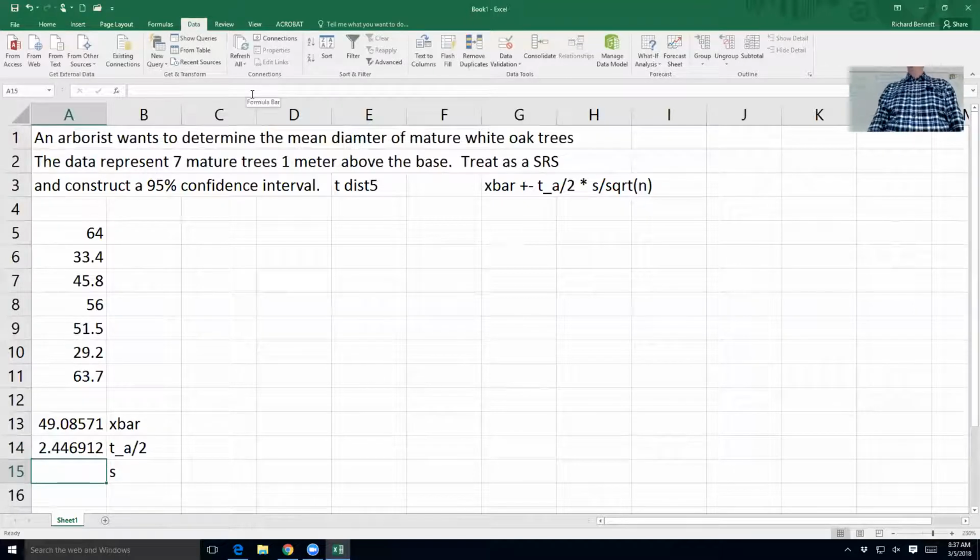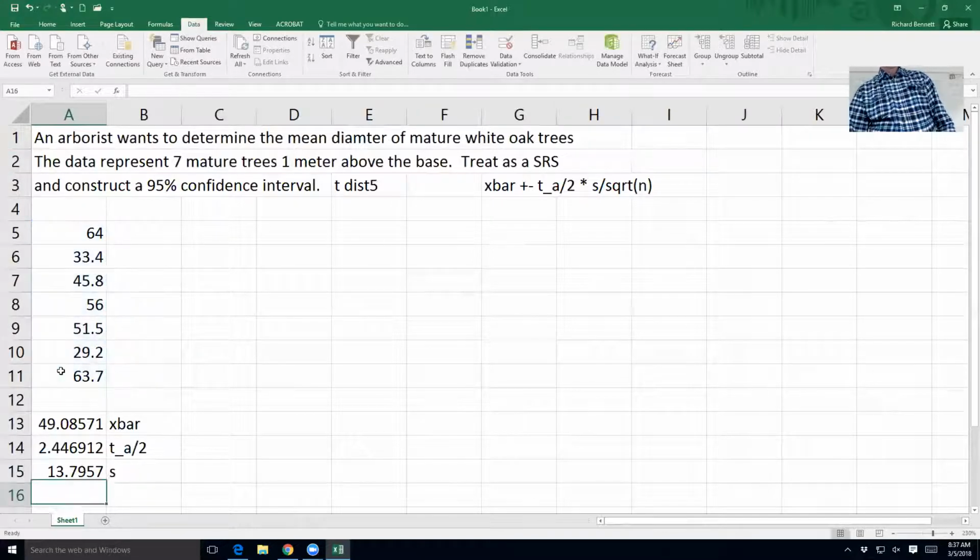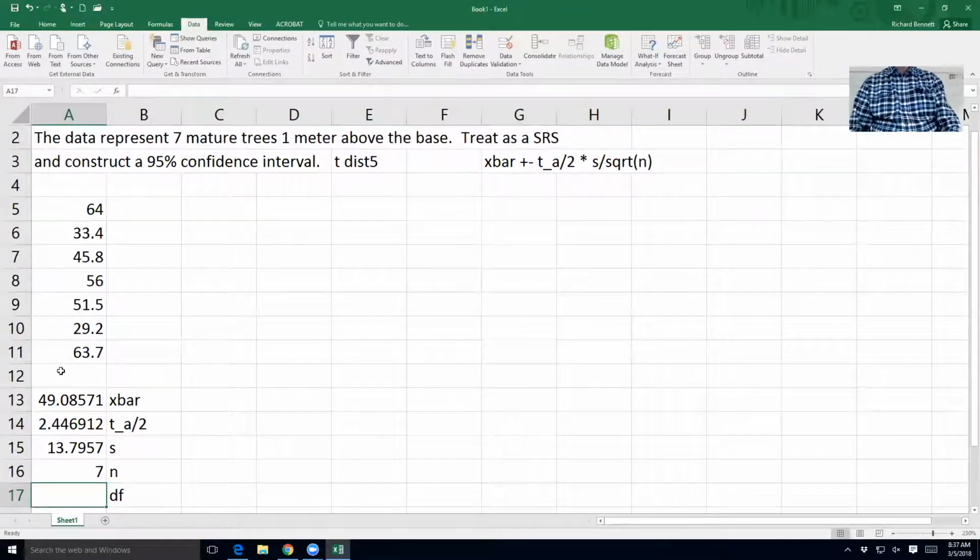Okay? What's S? Which standard deviation? Sample standard deviation. So I'm going to use equals STDEV.S, highlight my data. And my N, I might as well get my N. My N is 7, right? My degrees of freedom is 6.